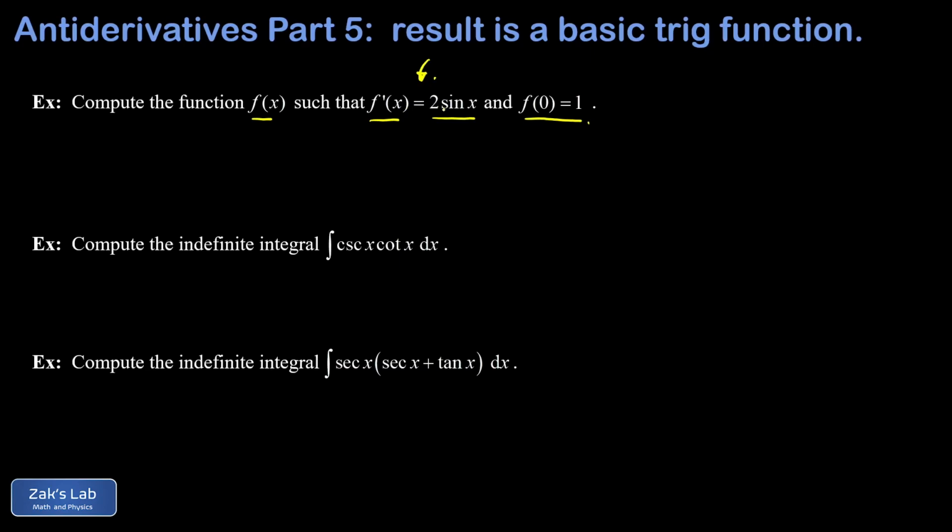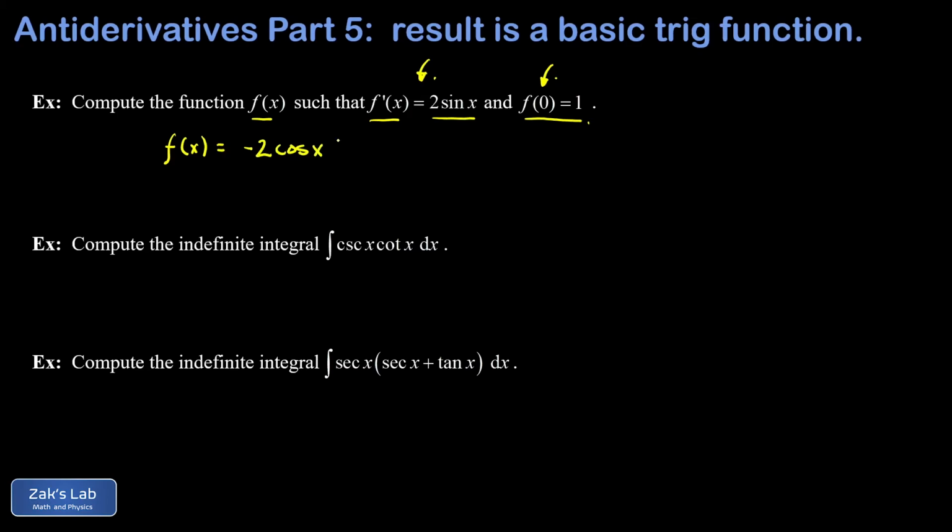F prime of x equals 2 sine x, and it's called an initial value problem because we have some initial value given to us. And I'll post a link to a previous video in this short series where we talked about initial value problems. So the first thing I want to do here is figure out the most general antiderivative. So we're trying to find the thing that differentiates to 2 sine x. And 2 cosine x is close, but we'd miss by a minus sign. So be careful about the minus sign. I get negative 2 cosine x.